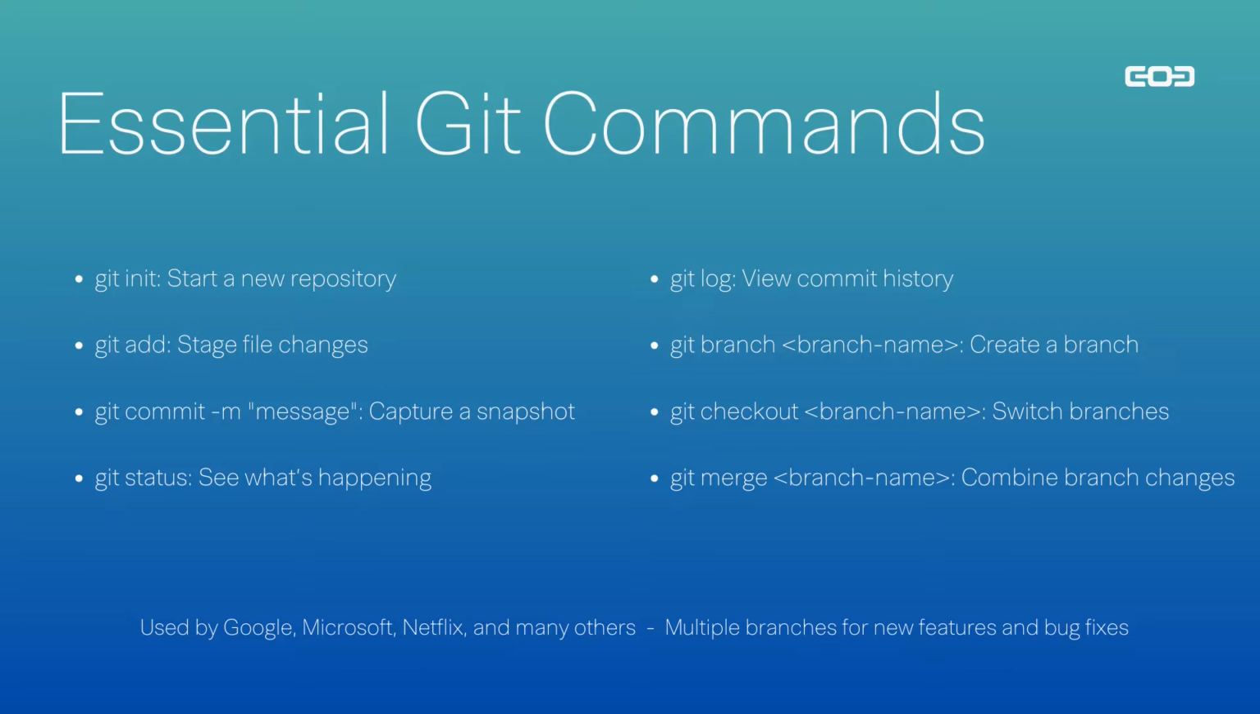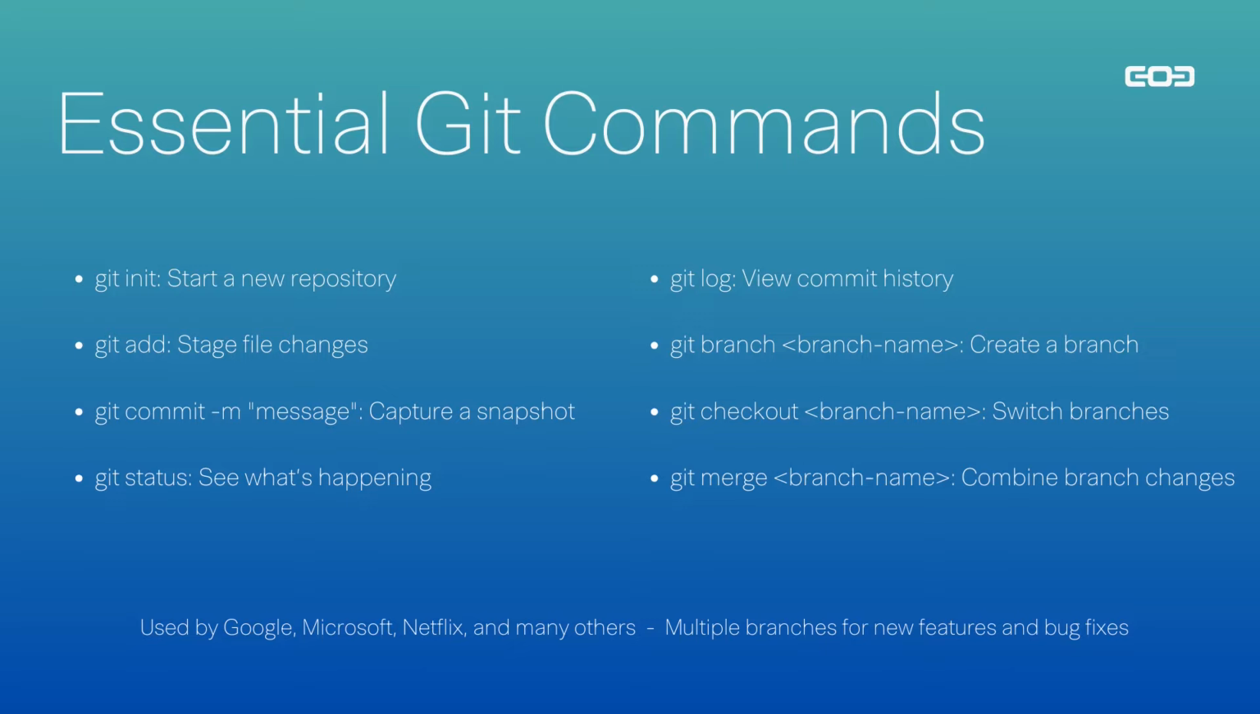We've covered a lot. git init to start a repo, git add to stage changes, git commit -m and the message to create a snapshot, git status to see what's happening, git log to look at commit history, git branch and the branch name to create a branch, git checkout and the branch name to switch branches, and git merge and the branch name to merge a branch into the one you're on. If you remember those commands, you can do most of what people do with Git in real projects.